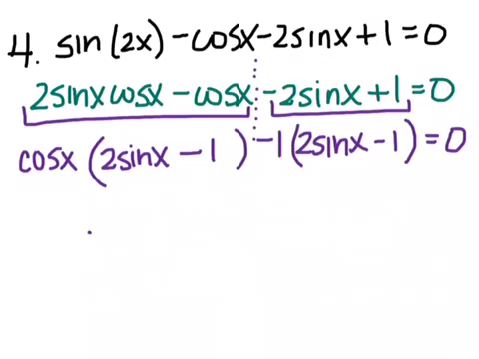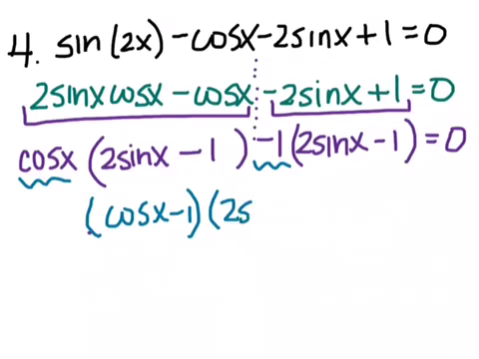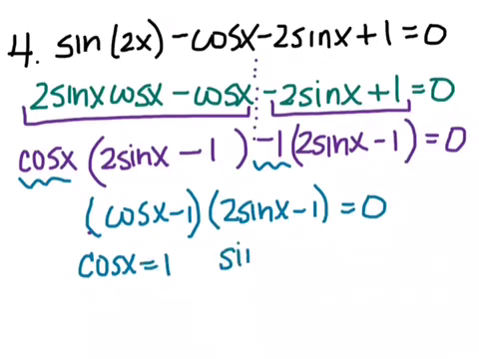Now we can write our 2 sets of parentheses, stuff on the outside: cosine of x minus 1 times stuff on the inside, 2 sine of x minus 1, all equal to 0. And then that gives us cosine of x equals 1 and sine of x equals 1/2.